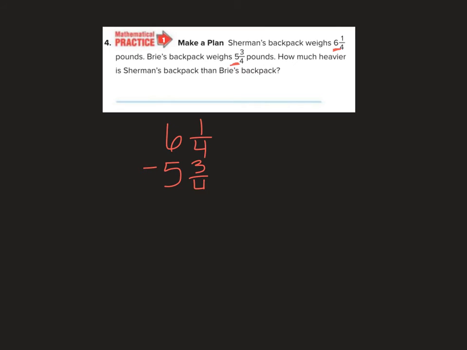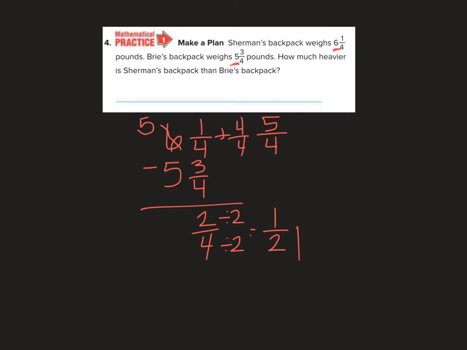And 3/4. Okay, so I don't have enough to do 1/4 minus 3/4, so I have to ungroup my 6 and add it over here. Add this 1, 4/4 over here, so now I'm doing 5/4. Minus 3/4 is 2/4. Okay, and 5 minus 5 is 0, so we don't have to do anything with that. Then we should reduce, divide by 2, and get 1/2 a pound. So how much heavier is Sherman's backpack? It is 1/2 pound heavier.